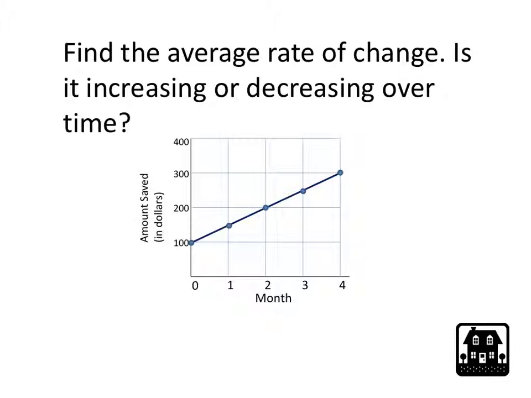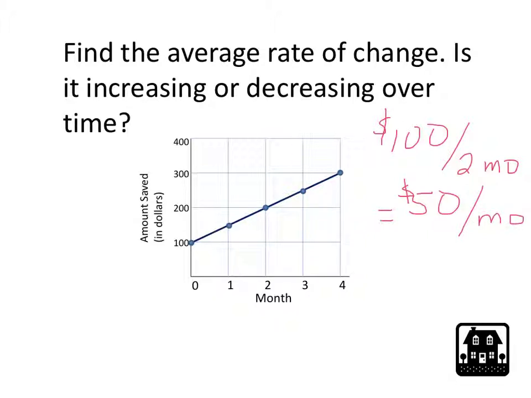Okay, so we're shooting for the answer of $100 over 2 months, which can be reduced to $50 per month. So that is the rate of change. Now the rate of change is increasing. We're adding money each month, and you can tell that because the slope is positive. So this is going to be $50 a month. If it had been a negative slope, the rate of change would have been decreasing. It would be negative 50 a month.